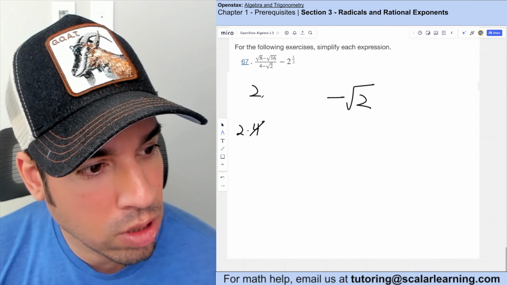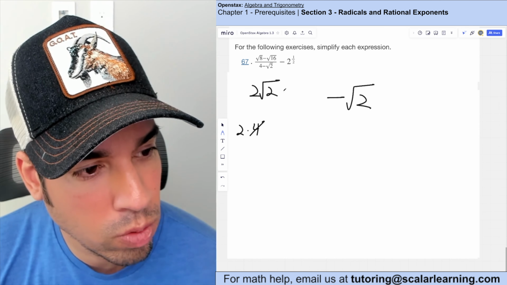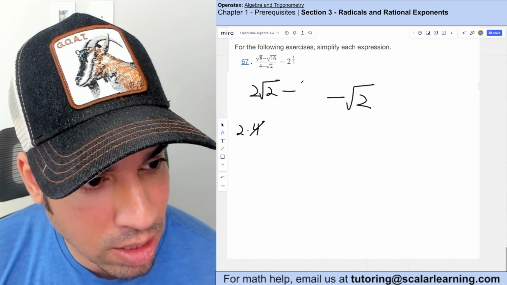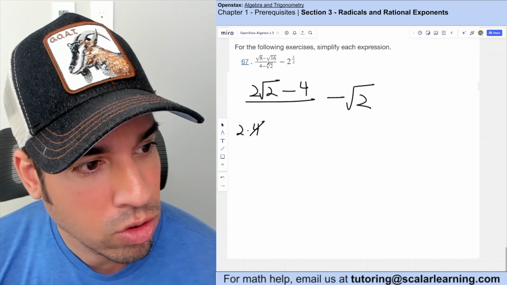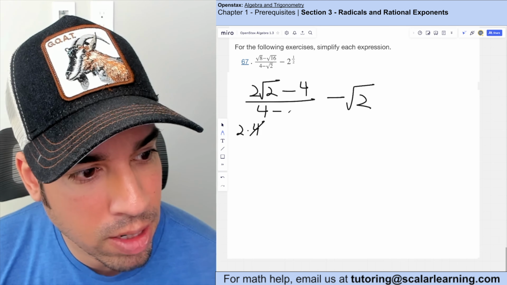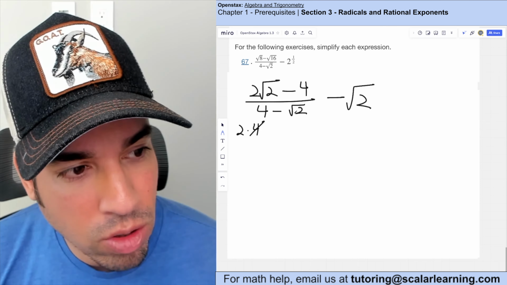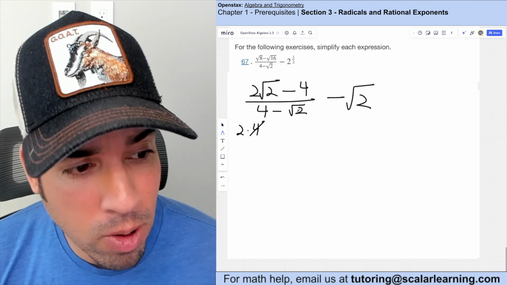So I have 2 times the remaining square root of 2 minus the square root of 16. 16 is a perfect square. The square root of 16 is 4, over, there's nothing we can do with this, 4 minus radical 2. Okay, now I see that I have a radical in the denominator. That's no good. I want to get rid of that.